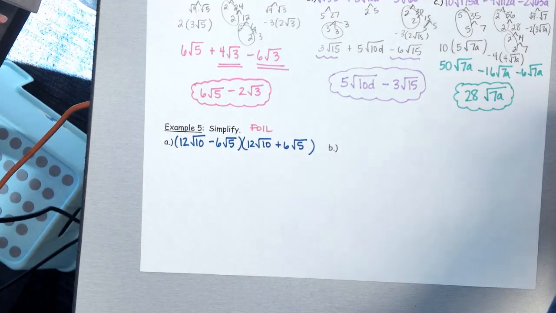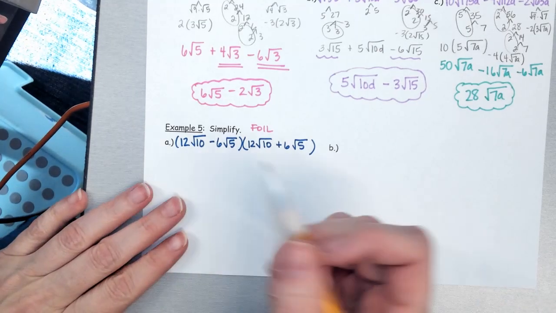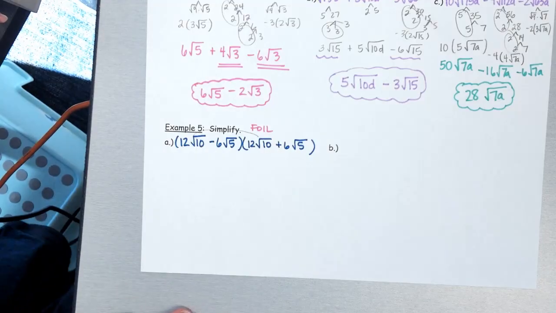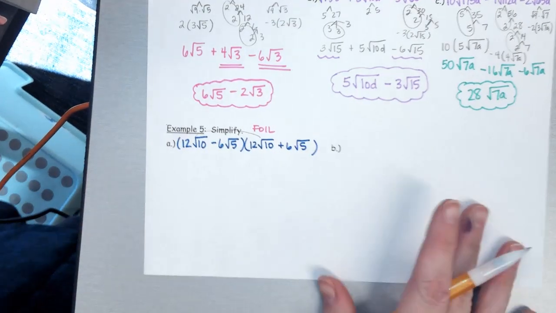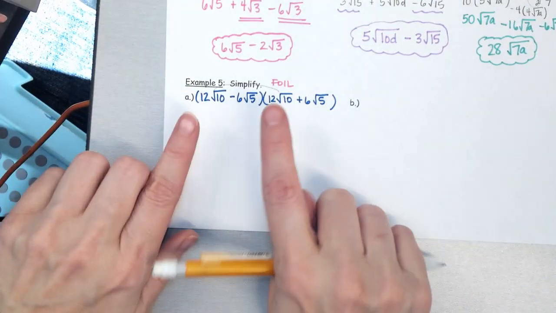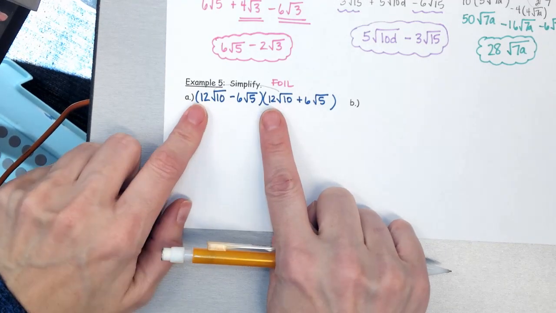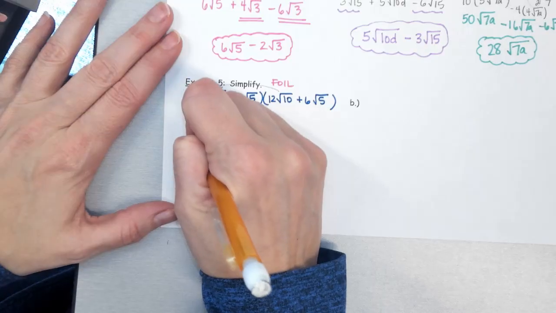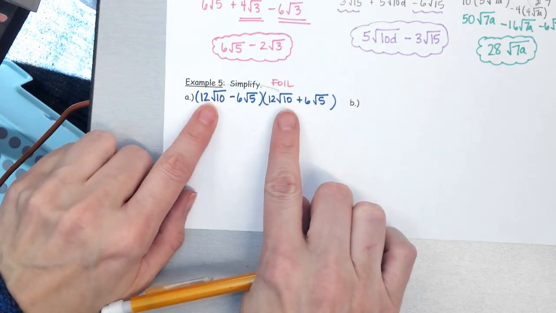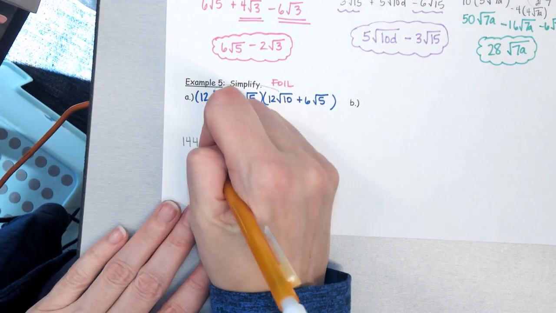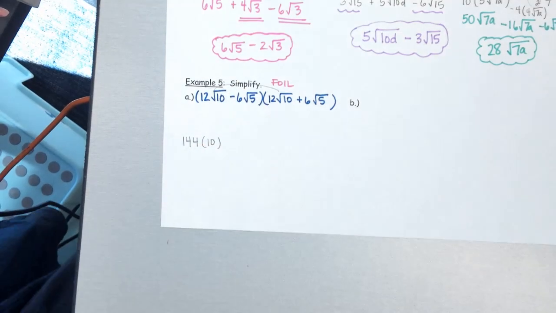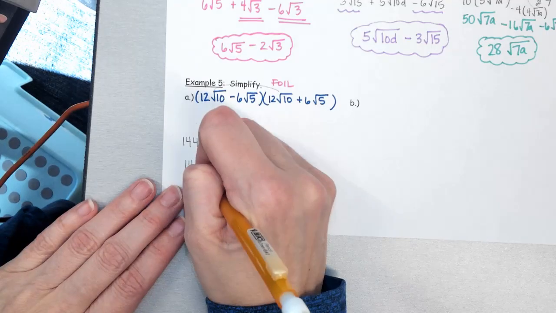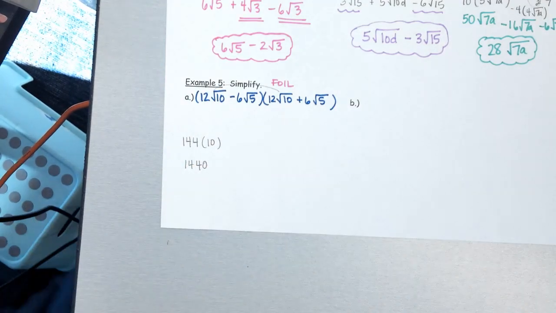Okay, so we're going to do first times first. Okay, so we're going to do 12 root 10 times 12 root 10. Okay, when I'm doing that, I think of it as the 12 times 12, what's on the outside. Okay, so I have the 144, 12 times 12, and then what's root 10 times root 10? It would be 10, yeah? Okay, so then when you multiply those together, it would just be 1440.